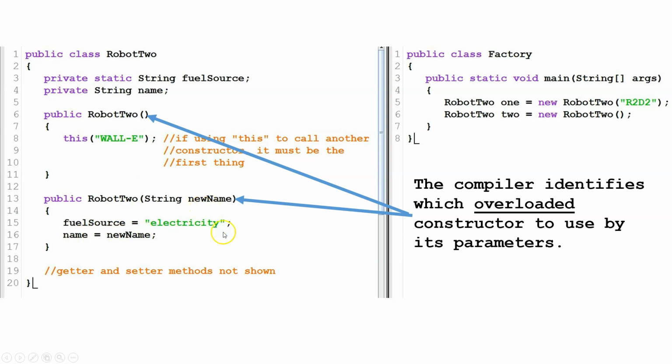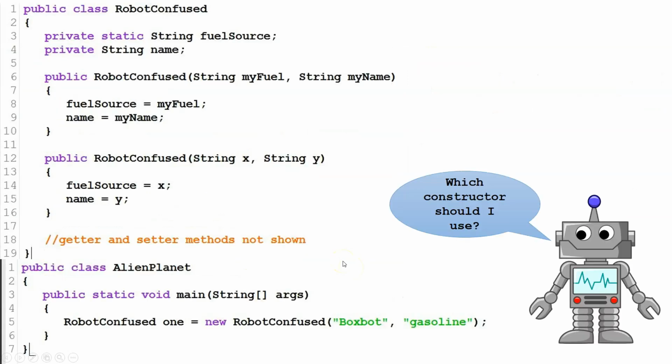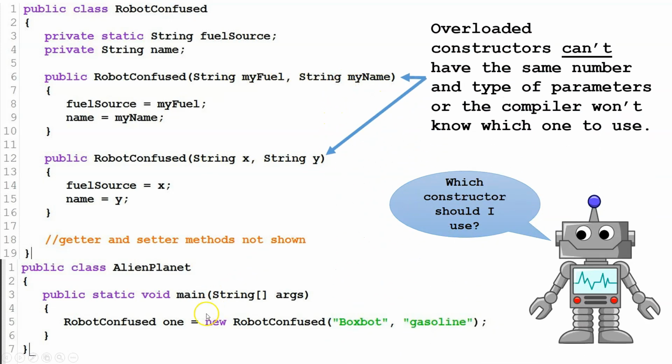So let's look at another example where we can run into a problem overloading constructors. So now we have a class called RobotConfused, and we have a class called AlienPlanet. We've got our 2 fields, and we've got 2 constructors. Now these constructors both have 2 strings. The strings have different names in the parameters, but it's 2 strings. This is a problem, because when we want to create an instance, we're passing 2 strings. Our compiler doesn't know, do we want to use this constructor or this constructor? It could legitimately be either. RobotConfused won't even build because when the compiler tries to create an instance, it's not going to be able to know which constructor we want to use.